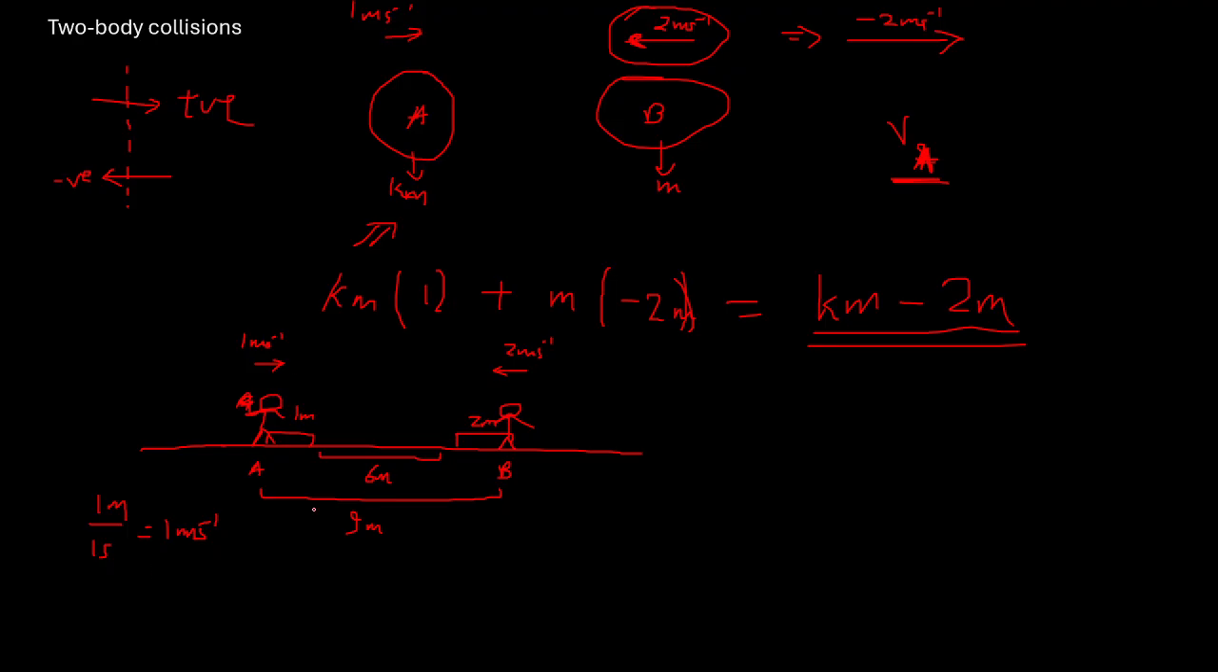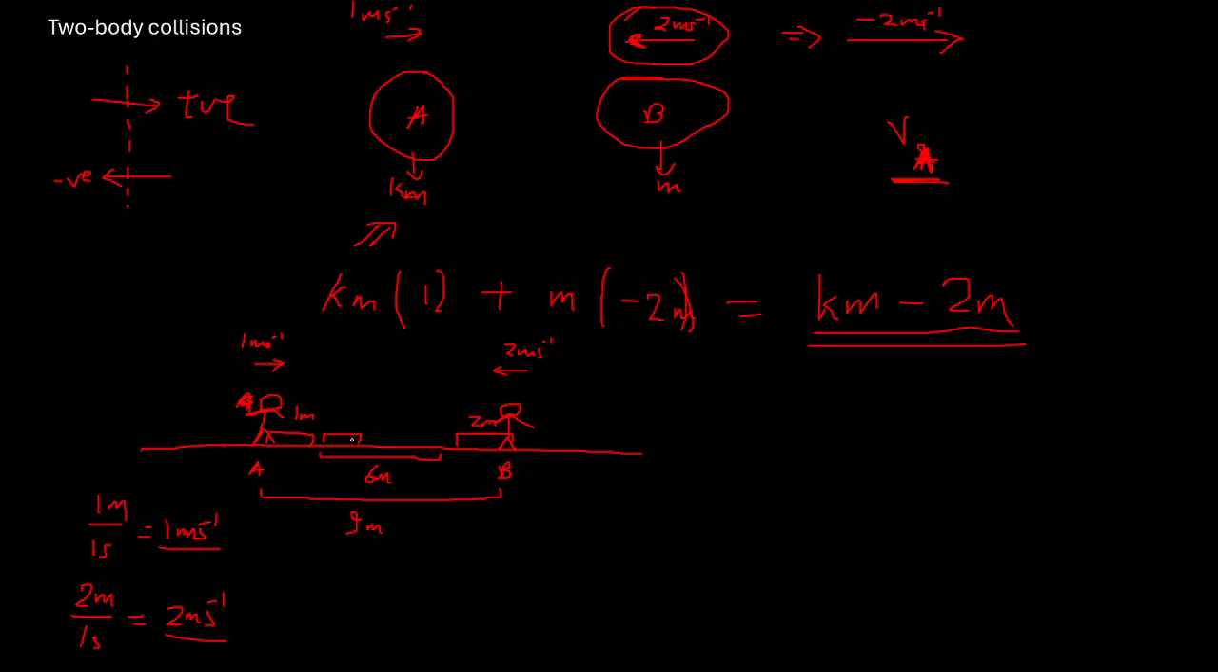Now over here we move 2 meters in 1 second, so this gives us the speed of B. Speed, okay, not the actual velocity, which would actually be negative, but let's move on. So you can see it's 1 meter per second, 2 meters per second, but if you look closely, they are now 6 meters apart.